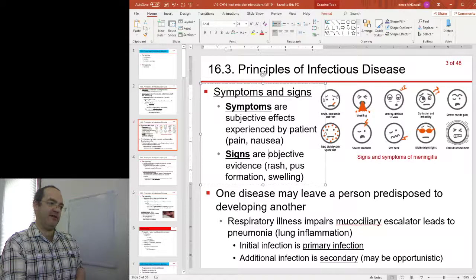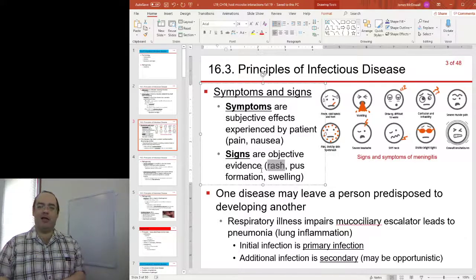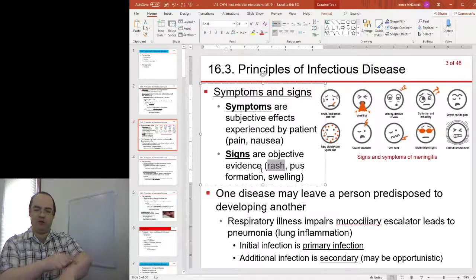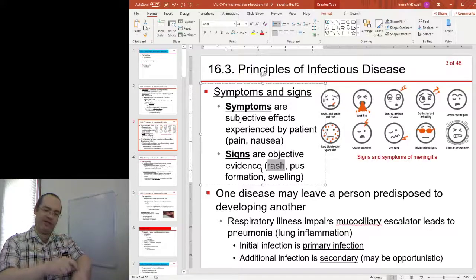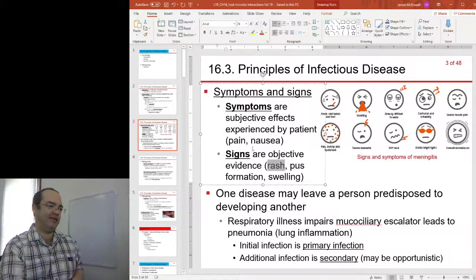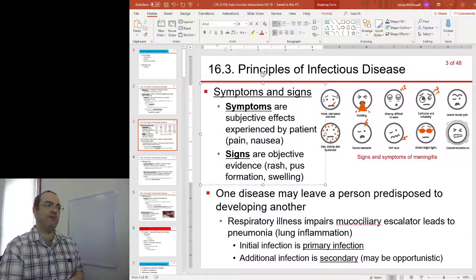Signs are objective. So a rash, for example. If you were to show a rash to 100 different doctors and 90% of those doctors saw that patch of skin and said, yes, that's a rash, you can see it, you can diagnose it, that's a sign. Pus formation, swelling, these are all things that you can see. Typically you can see them. Fever, you can use a thermometer and you can objectively measure somebody's temperature.